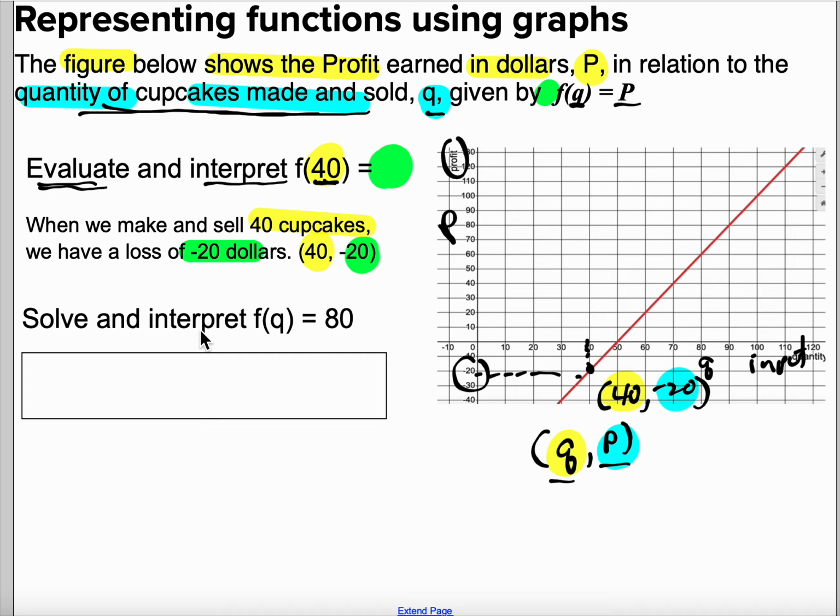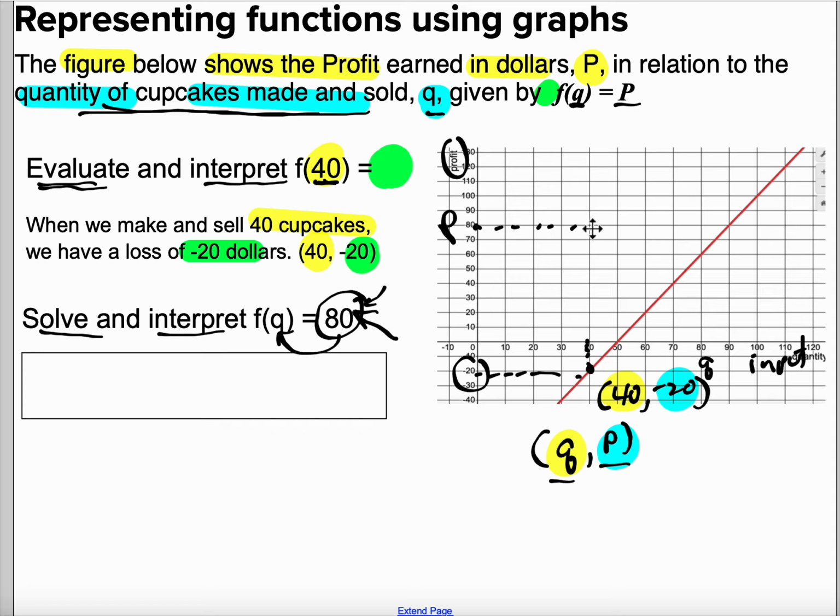So now the next one says solve and interpret. And recall, when I'm solving, I'm given the output and I want to solve for the input. So I'm given here the profit, and I want to find how many items did I sell when the profit was 80. So I know this is my output right here, and that's on the vertical axis. So I want to go up to where profit is equal to 80 right here.